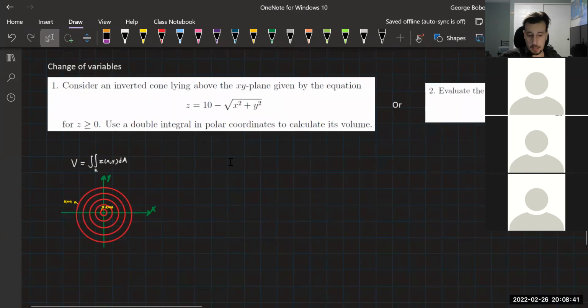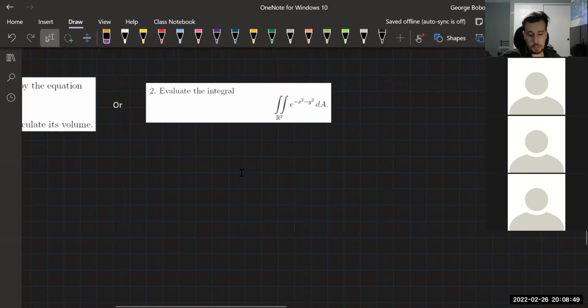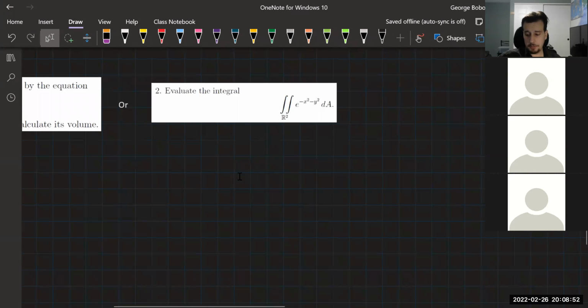And then we have this guy, where we have to change variables. We have to do something to figure out the volume of this thing. This one over here is similar. We'll have to change variables.